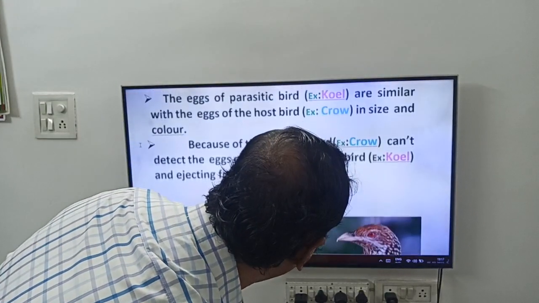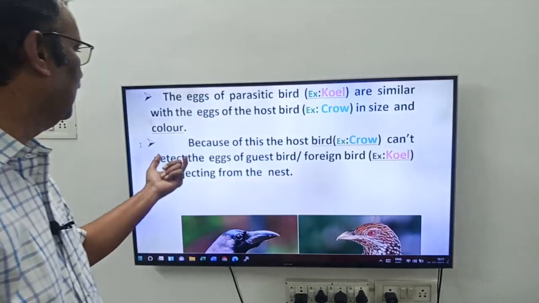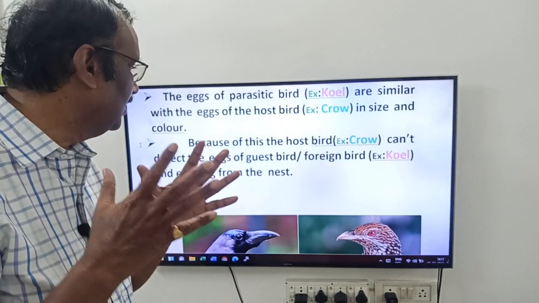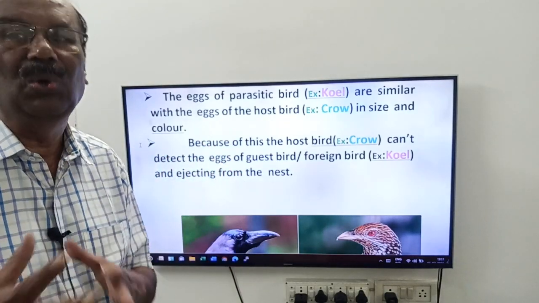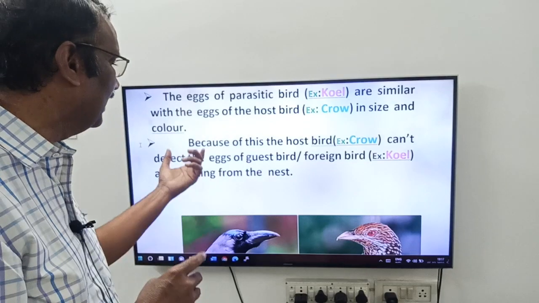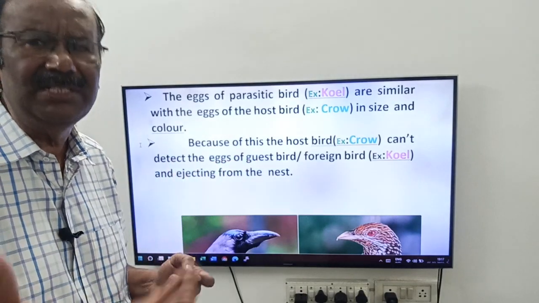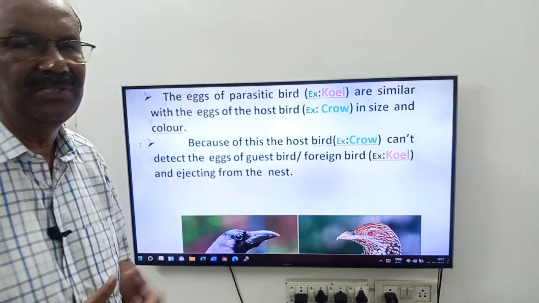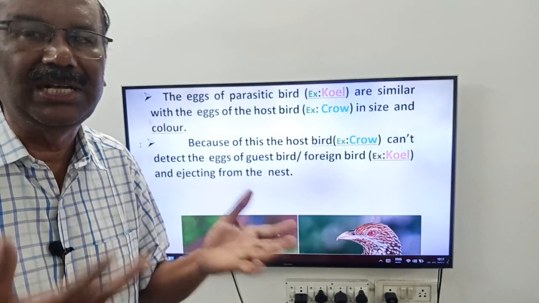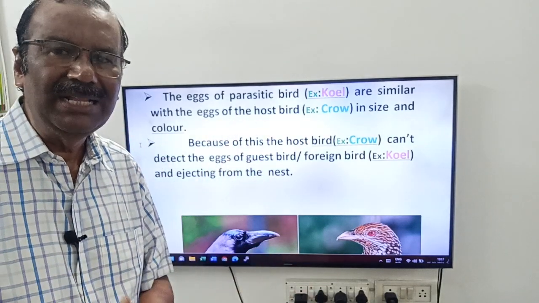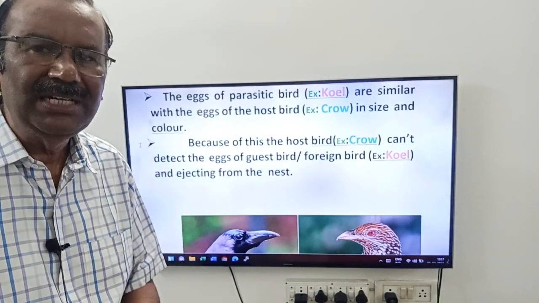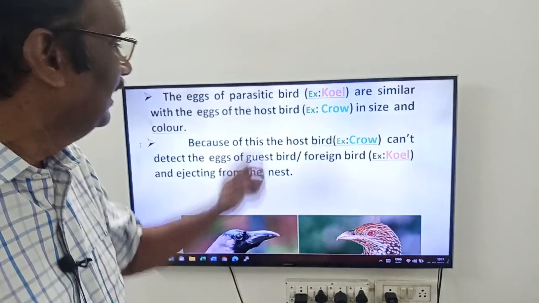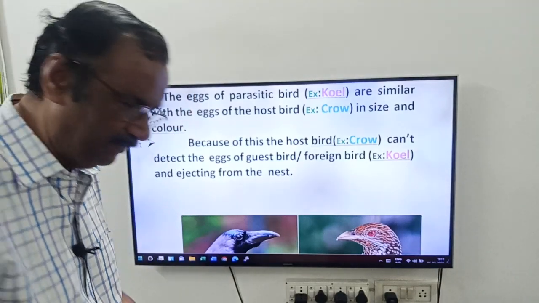Because of this, the host bird, that is crow, can't detect the eggs of the guest bird. Which is the guest bird, friends? It is a foreign bird, that is quail, and so it doesn't eject them from the nest. Because those eggs resemble the eggs of a crow, it won't identify them as the eggs of the quail. Okay, friends? This is about what, friends? Brood parasitism. See, friends, here.